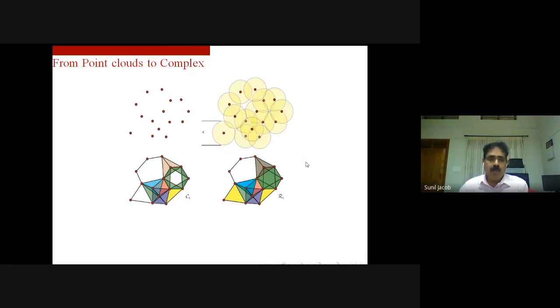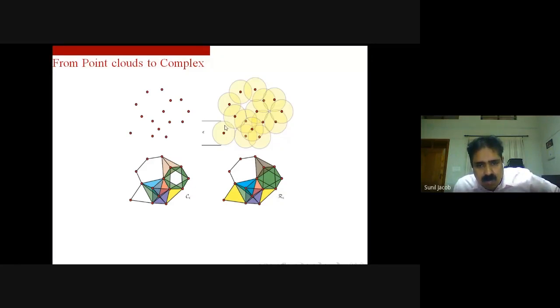Now, if you have a point cloud here, a point cloud here, and a point cloud here, then you construct balls of radius d/2 about each of the points that I have constructed. If you use the Čech rule, I can connect only if they all intersect. And if you use the Rips rule, then I can connect each pair.